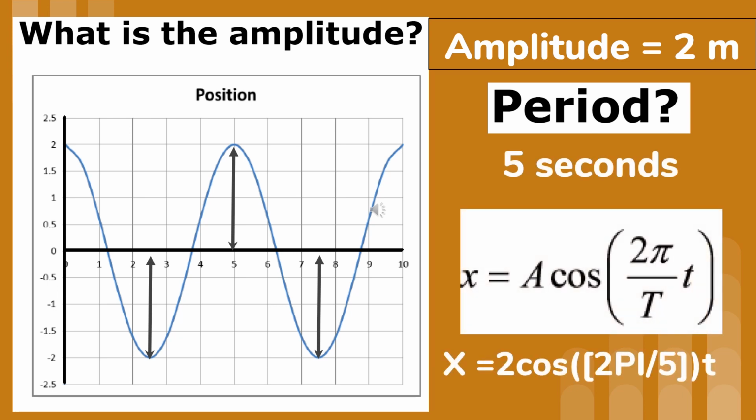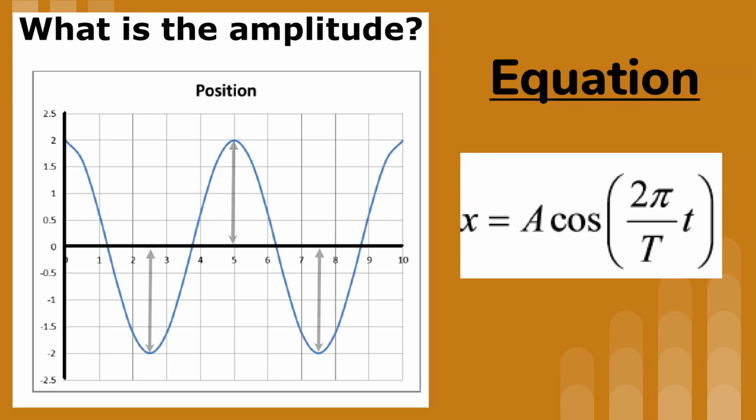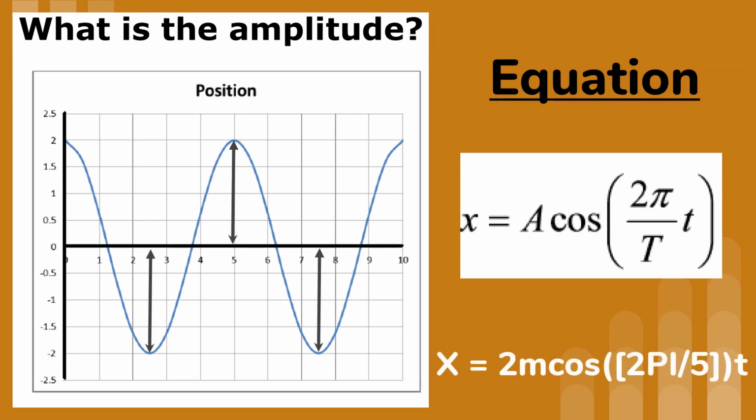Here's another x versus t plot for a mass moving with simple harmonic motion. The maximum amplitude is the distance from the equilibrium position to the top or to the bottom. The amplitude of this object is 2 meters. The period is the time for one full cycle, and the period is 5 seconds. Since this plot starts at the maximum amplitude and not 0, cosine is used to describe the x versus t plot. Plugging in the amplitude and the period, we get the following equation.